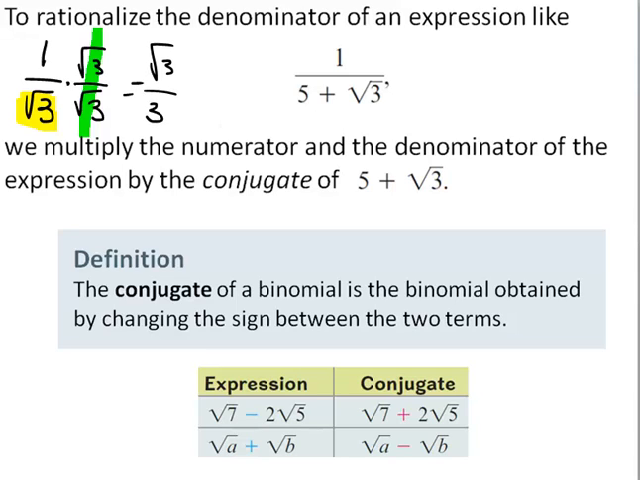Well, if we have a term in the denominator that looks like this, where we have two terms, we can take care of this in a similar fashion by multiplying it by something called its conjugate.